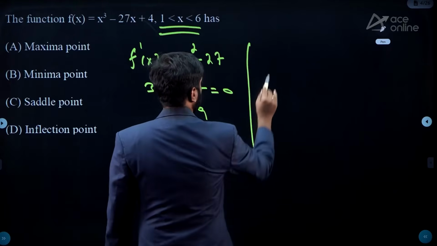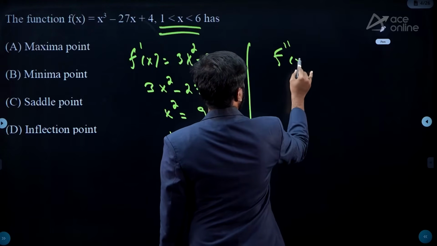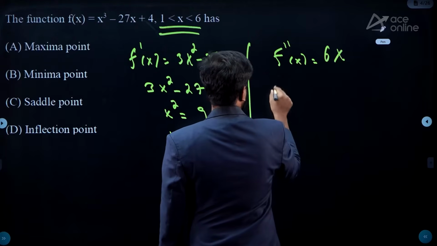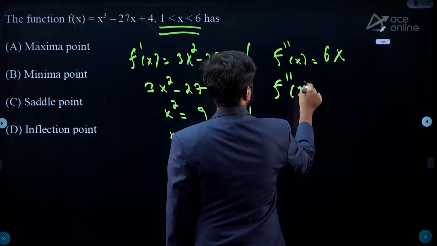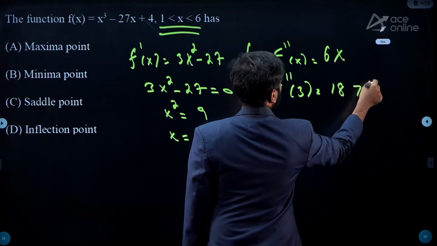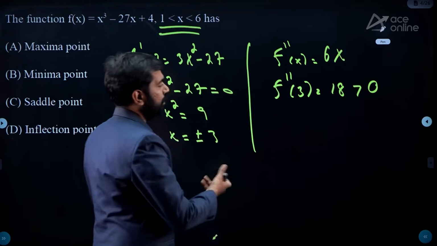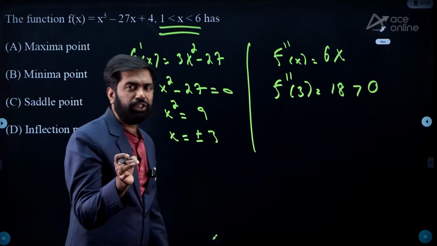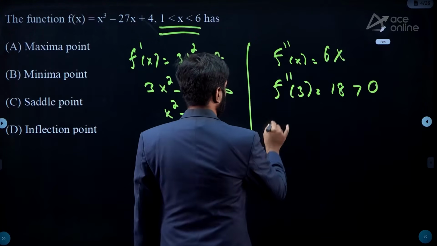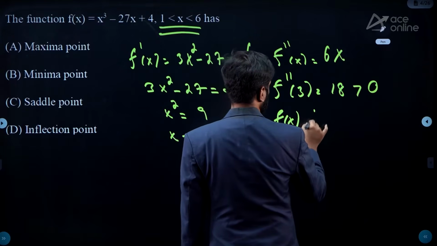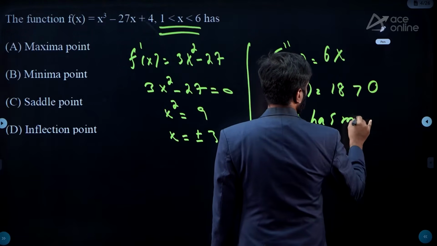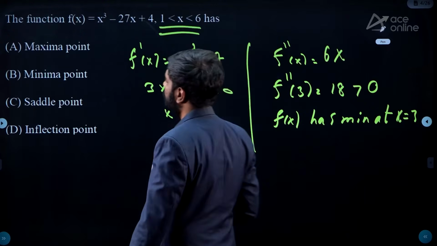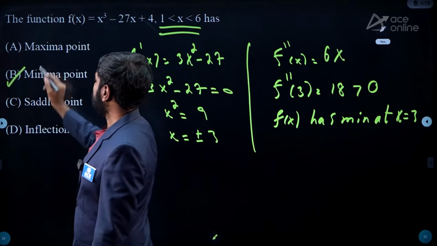So now we'll find f double dash of x. What is f double dash of x? It is 6x. What is f double dash of 3? 18, which is greater than 0. At this stationary point, clearly the second derivative is positive, which indicates that the function is going to have a minimum. So f of x has a minimum at x equal to 3. So the appropriate option would be option B.